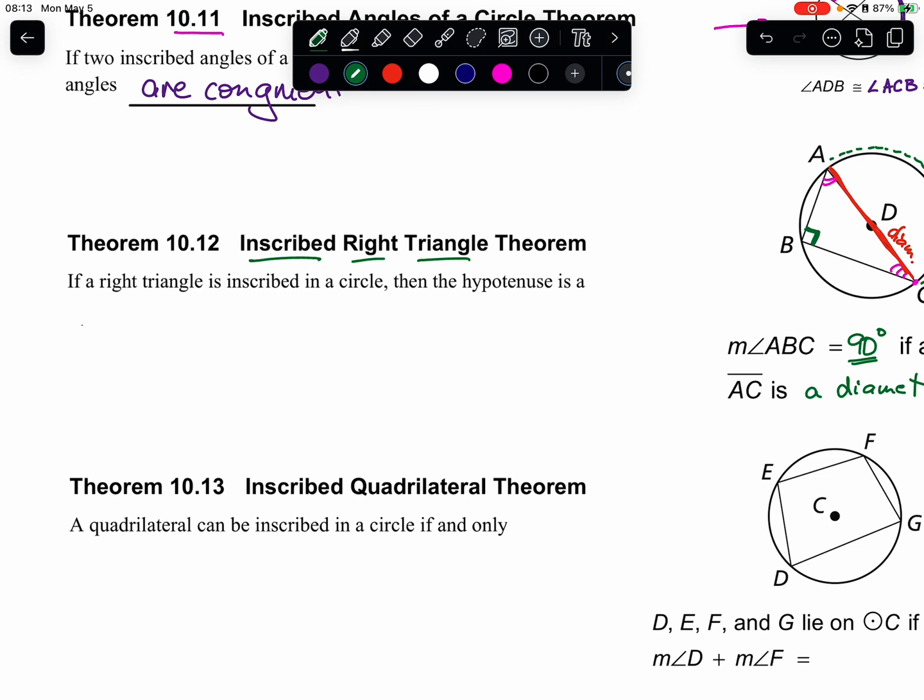So the hypotenuse is a diameter. Look for that in the problems today. They're going to sneak that in. That's what it means to be an inscribed right triangle in a circle: one of your sides is the diameter, and the diameter and the hypotenuse are the same.